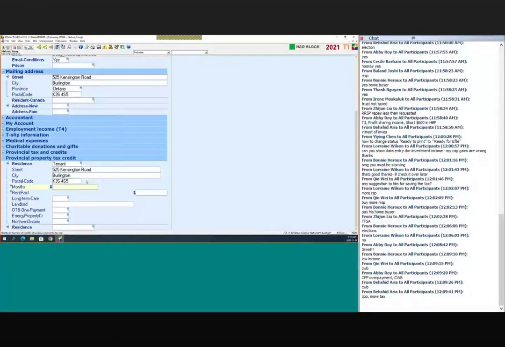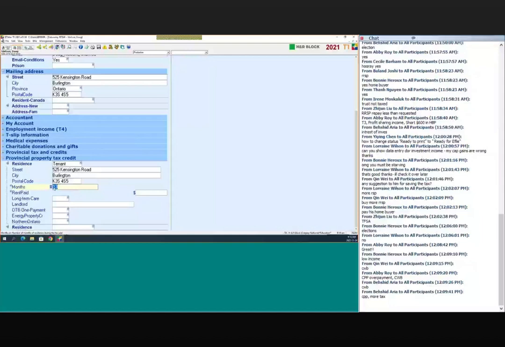Anyway, so the software asks us how many months did the renter pay rent. It cannot exceed 12 months. You could have instances where somebody does end up renting for more than 12 months. However, you can only put 12 months in. If you put 13 months in, the system tells you that the value is too high. The range is from 0 to 12.